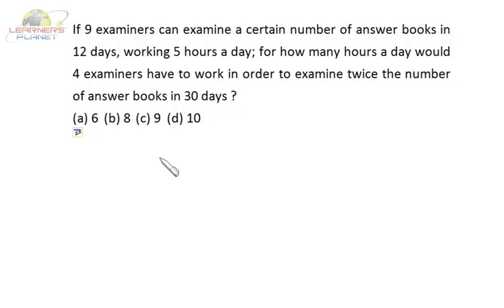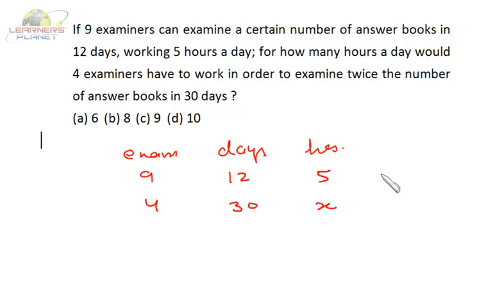Now let's see this problem. If 9 examiners, let me write over here, examiners, answer books, days and hours. If 9 examiners while working for 12 days and 5 hours per day can check a certain number of copies, for how many hours a day would 4 examiners have to work in order to examine twice the number of books in 30 days? So we have to find the number of hours, and work is now double.